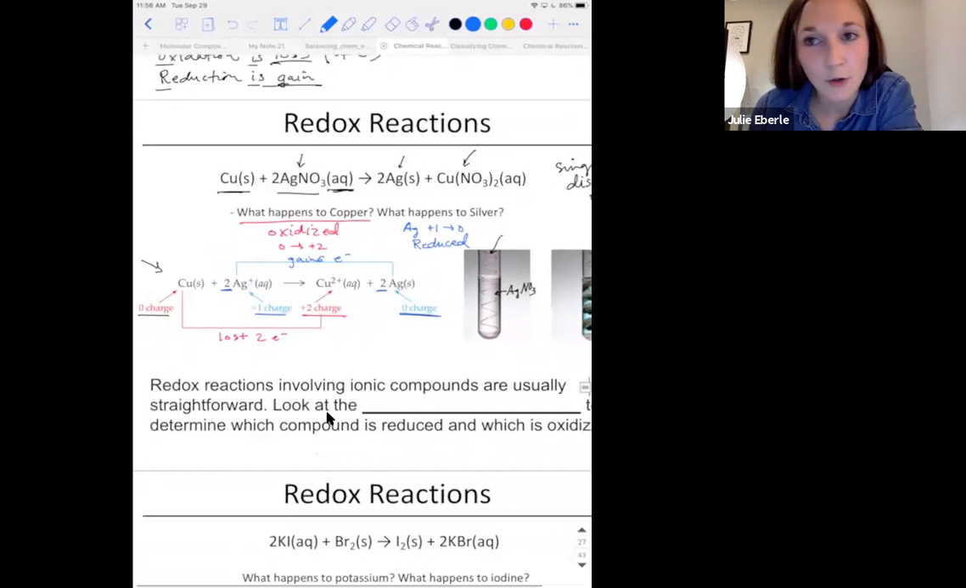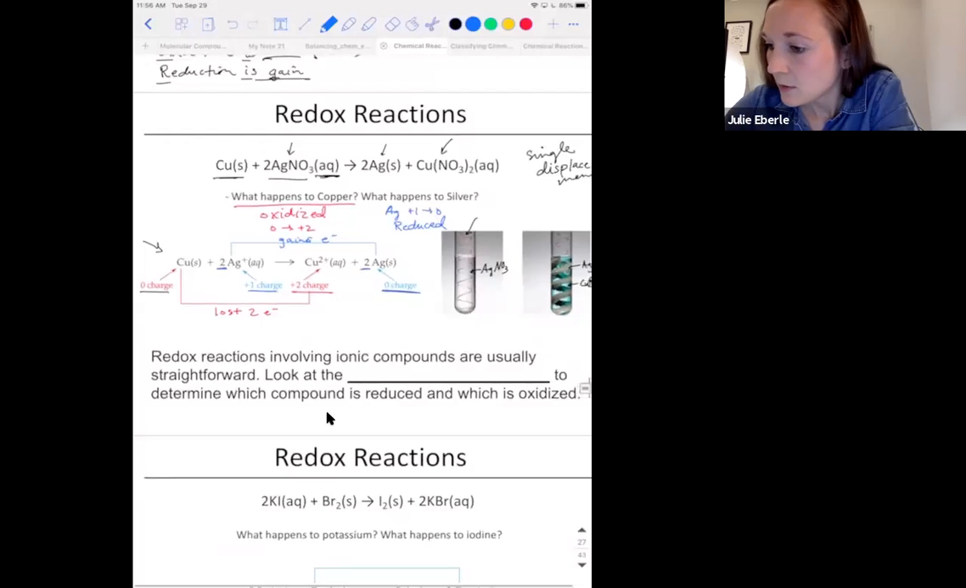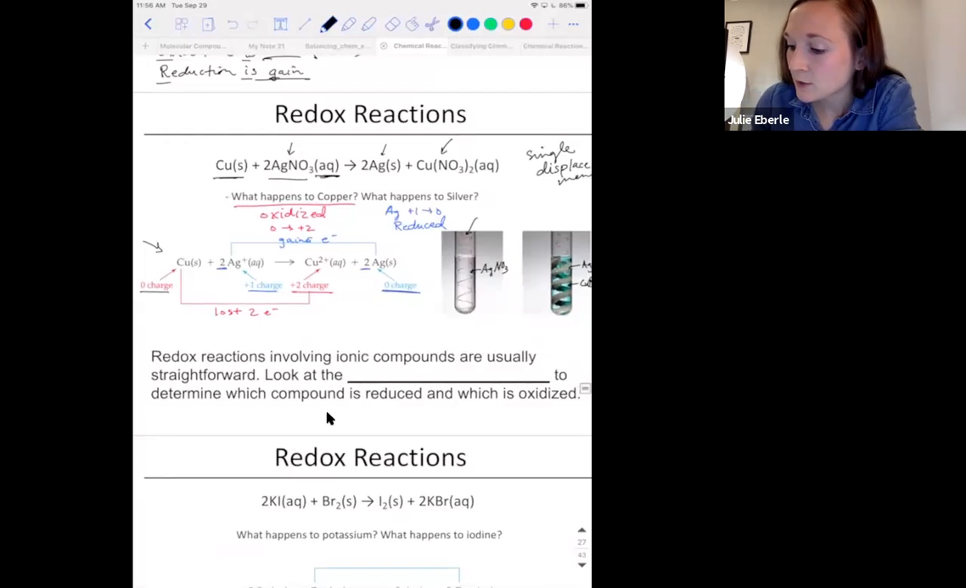Okay, I told you this is the most complicated thing we're going to talk about. But let's fill in the blank down here. Redox reactions involving ionic compounds are usually straightforward. You look at the change in charge to determine which one's reduced and which one's oxidized.